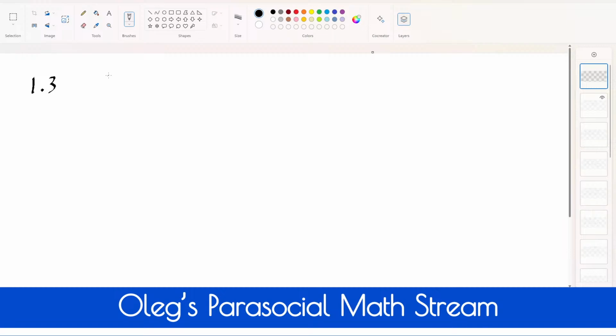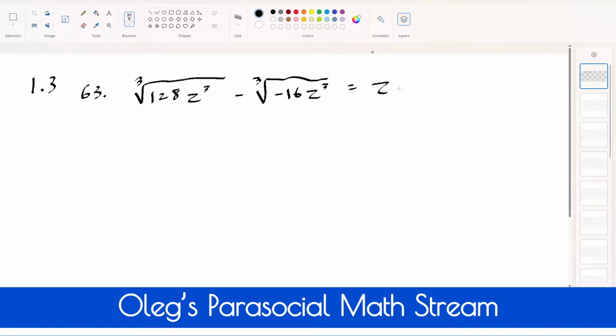We are in 63. Yeah. 3 128 z to the 3rd power minus 3 minus 16 z to the 3rd power. So right away, let's just pull the z's out. Z root 128 minus, and then we can pull the negative out. We're going to put plus z, because it's a cube, 3 times, the negative will remain. So double negative is a positive.